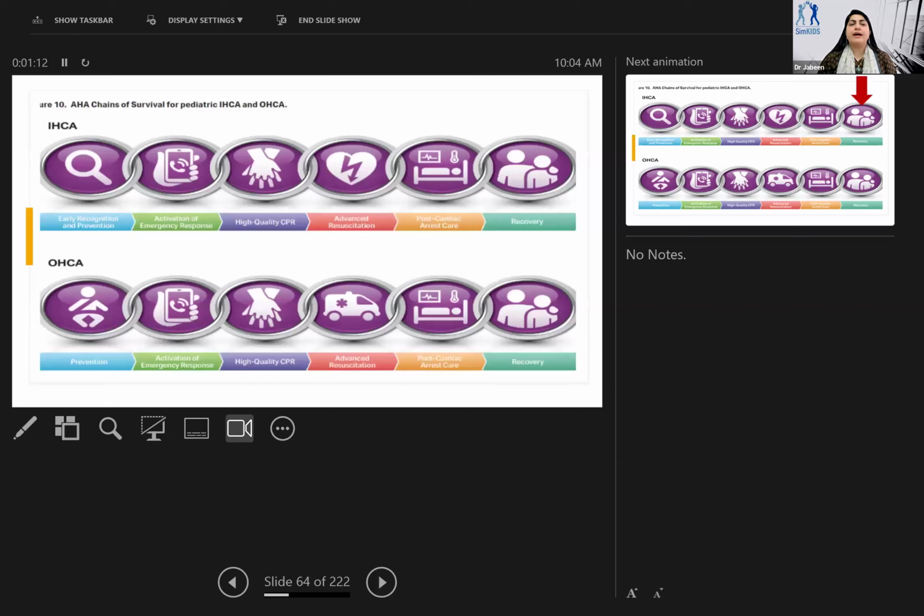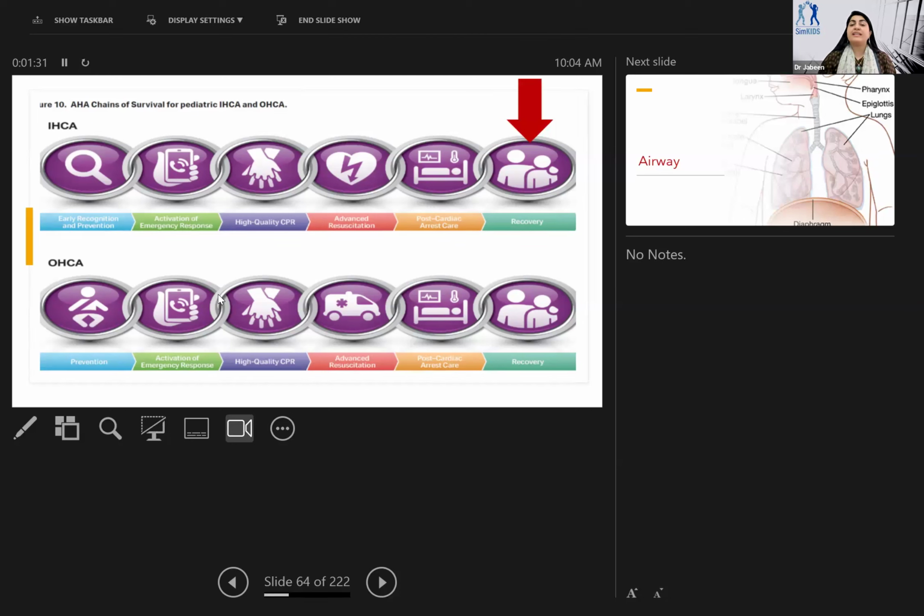Coming to the chain of survival, there are IHCA and OHCA, in-hospital cardiac arrest and out-of-hospital cardiac arrest. There's always an emphasis on early recognition, activation of the emergency response system, high quality CPR, advanced resuscitation, and post cardiac arrest care. But there's a lot of emphasis on recovery, and we will talk about it later: short term, long term, ultra long term. Remember, when a pediatric patient goes into cardiac arrest, they are very young, and there's a whole bunch of recovery that is expected from them.